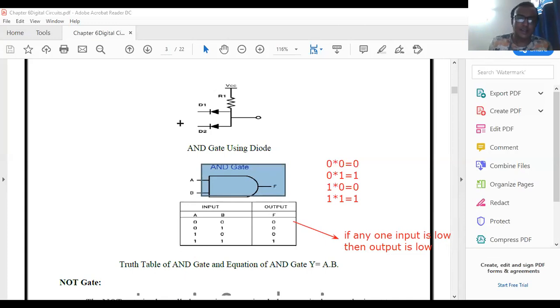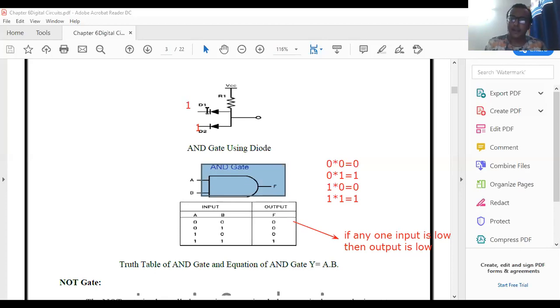Now this AND gate is developed with the help of diodes. See this, just change the position of the diode with respect to the OR gate, so you will be able to design the AND gate. Now see this, if we apply one input here, the scenario is changed. One is applied to the N terminal.